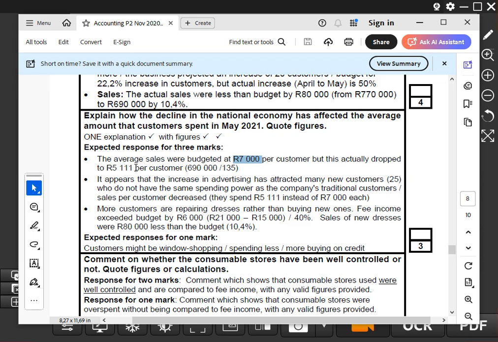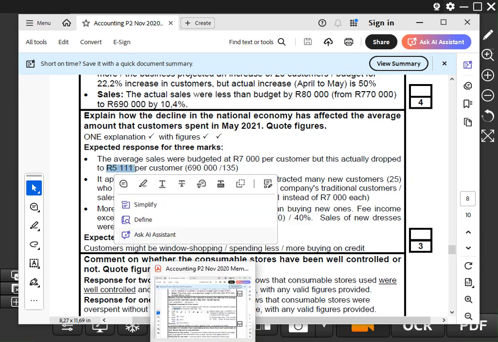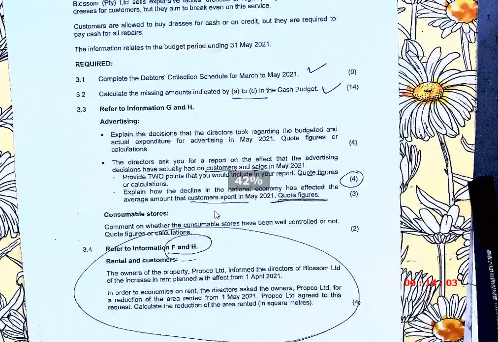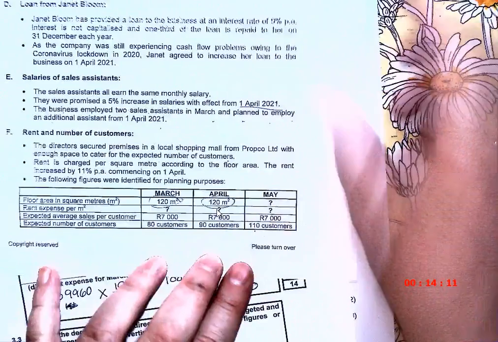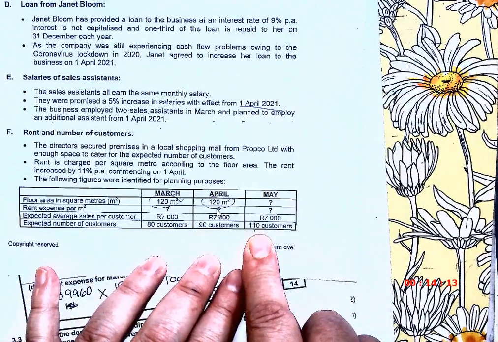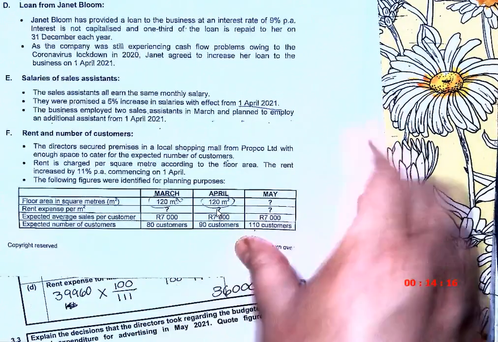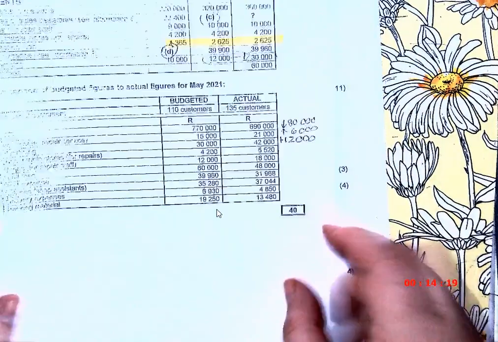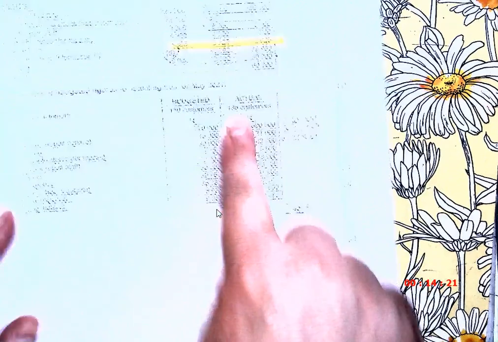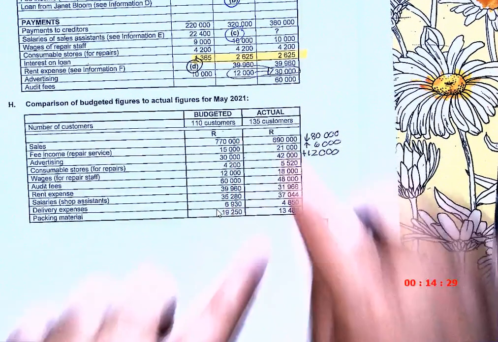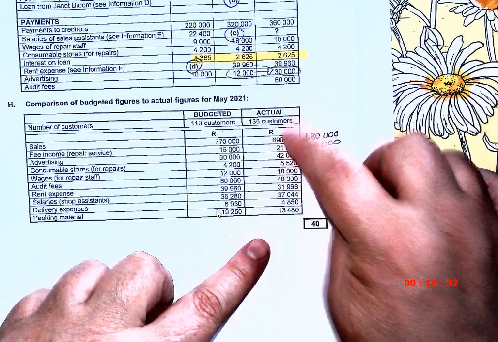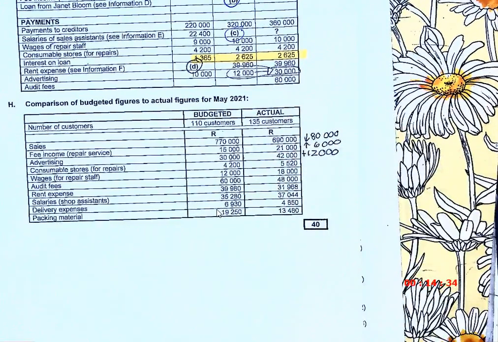How did they get that 511? The total sales divided by the... Exactly. They took, if you look here at the rent, they say to you, you expected 110 customers, but you actually had 135 customers. Remember, if there's an option between a budget and an actual, you always use the actual. Okay? So now I take the actual 690 divided by 135, and that gives you the 511.